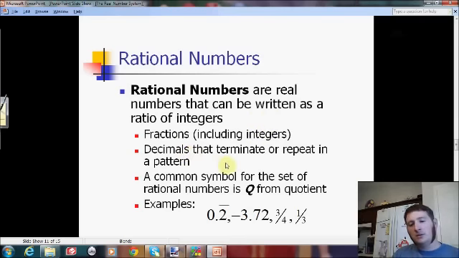You also get decimals that terminate or repeat in a pattern. And the symbol for rational numbers is Q from quotient. And I have a couple examples here of rational numbers. Here's a decimal that terminates or stops. This is how we usually will write a decimal that repeats. So it's 0.222222, and the bar is just used to show that it repeats. And then here's a couple of nice little fractions.